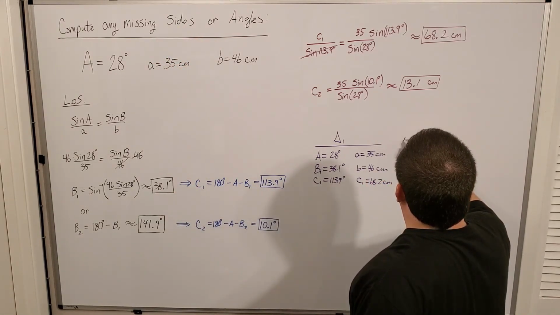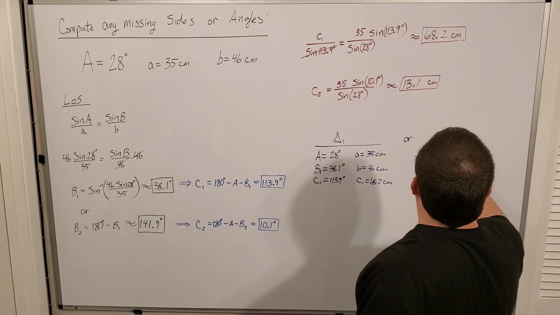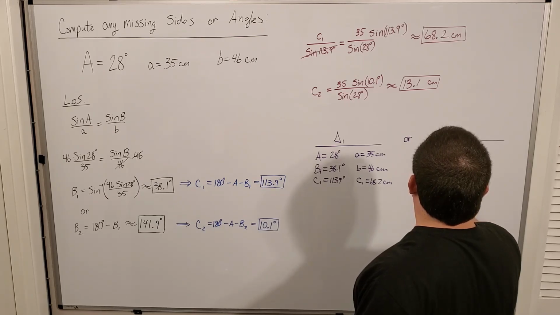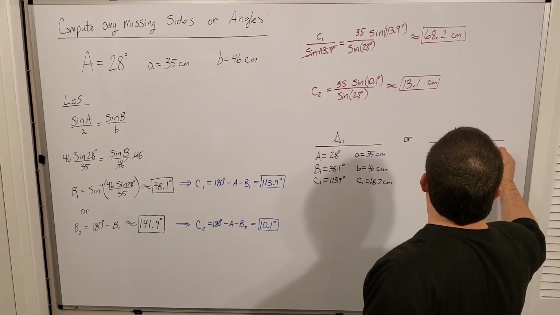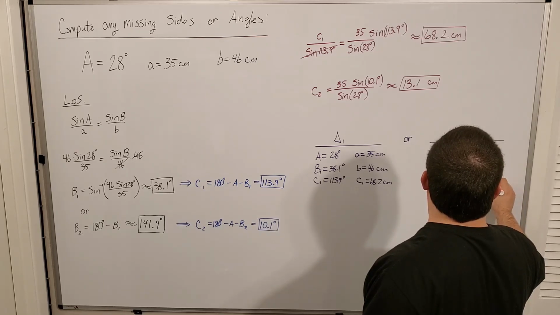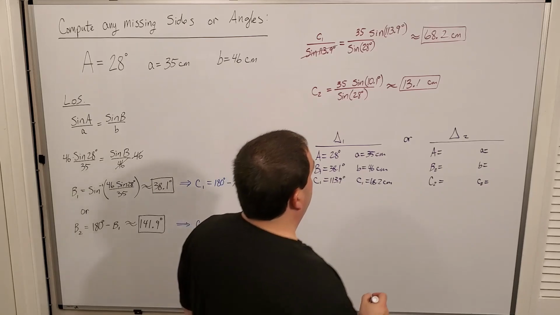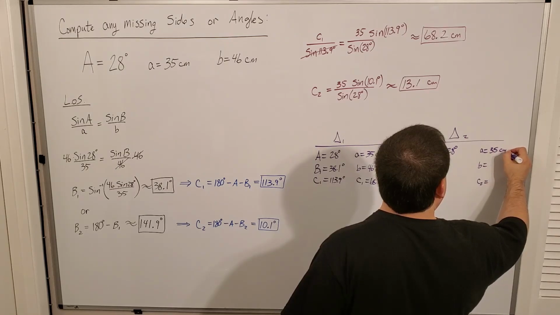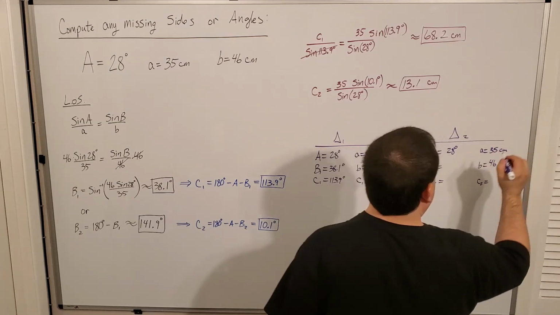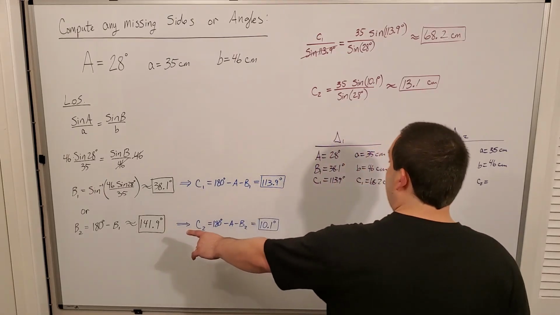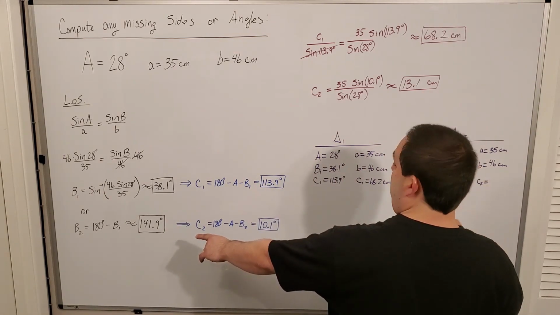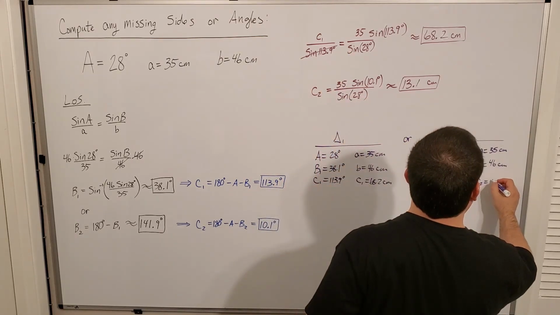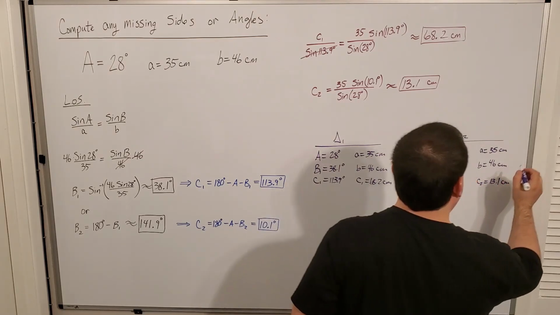Okay? So then you would also put triangle number 2, which also has an angle A, an angle B2, and an angle C2. It has side A, side B, and side C2. So angle A, of course, is the same, 28 degrees. Little a is the same, 35 centimeters. Little b is the same, 46 centimeters. But then B2 is 141.9 degrees. C2 is 10.1 degrees. And little c2 is 13.1 centimeters.